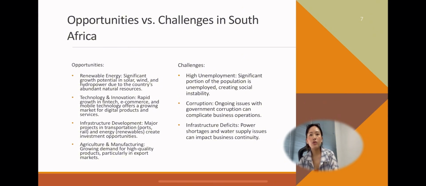Building strong local partnerships and investing in community development will help companies manage risk and tap into the country's growth potential. In particular, understanding the socio-political landscape, aligning with the government priorities, and adapting to the local business practices will be key drivers of success.